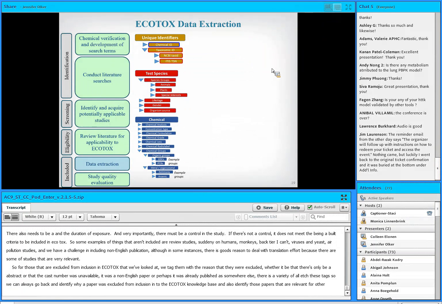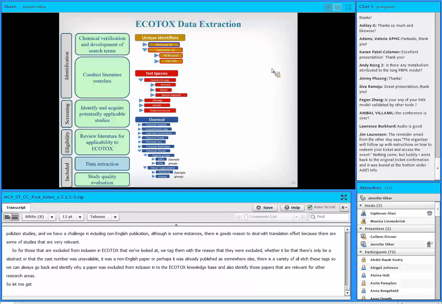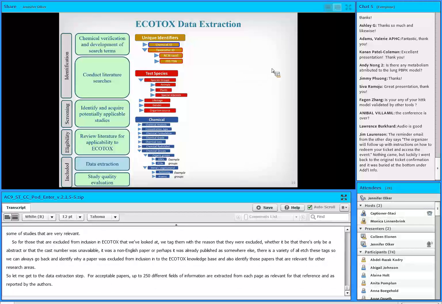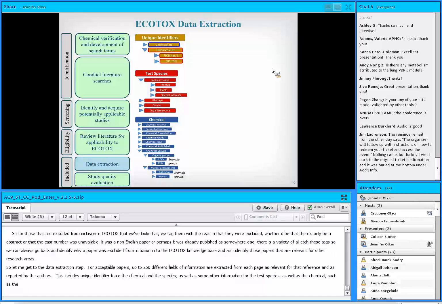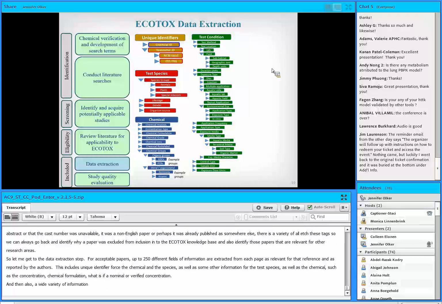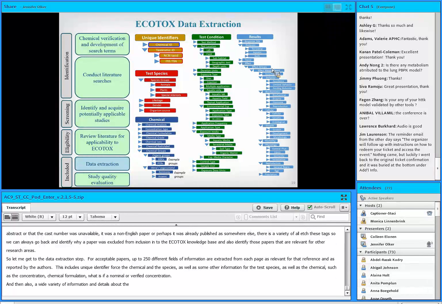So then we get to the data extraction step. For acceptable papers, up to 250 different fields of information are extracted from each paper as relevant for that reference and is reported by the authors. This includes unique identifiers for the chemical and the species, as well as some other information for the test species, as well as the chemical, such as concentrations, chemical formulation, was it a nominal or verified concentration, and then also a wide variety of information and details about the study design and the test conditions, as well as everything about the results.